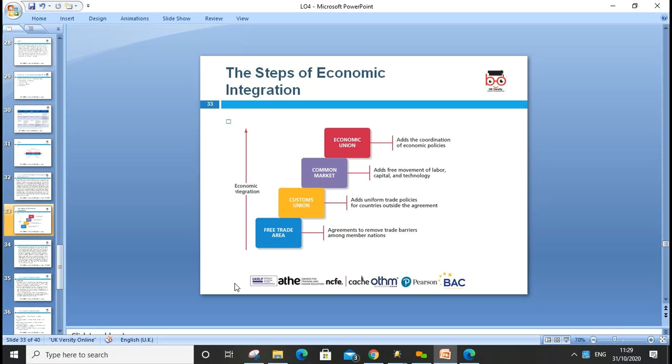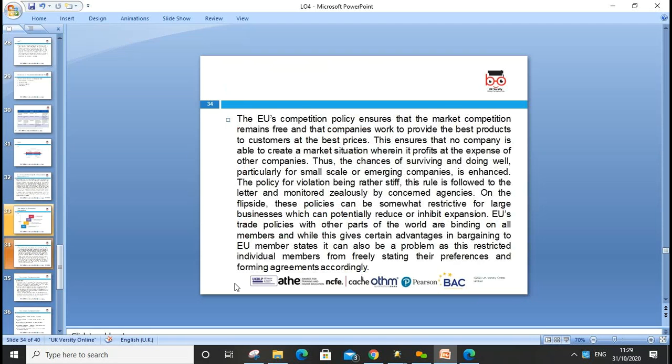Then it moved to the economic union, where you have the same currency as well, adding coordination of economic policies and the same currency. Yes, it is a monetary union as well. So EU competition policies ensure market competition remains free and that companies work to provide the best product.